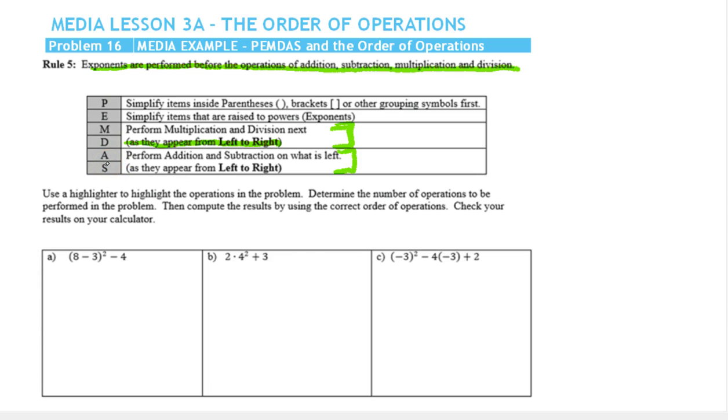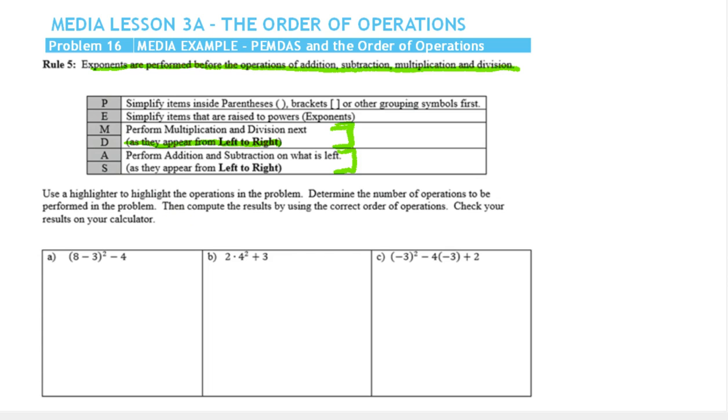Okay, so let's look at some of these problems. Use a highlighter, highlight the operations in the problem. Determine the number of operations to be performed in the problem. Then compute the results by using the correct order of operations. Check your results on your calculator.